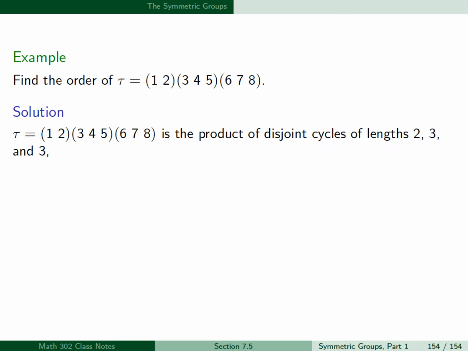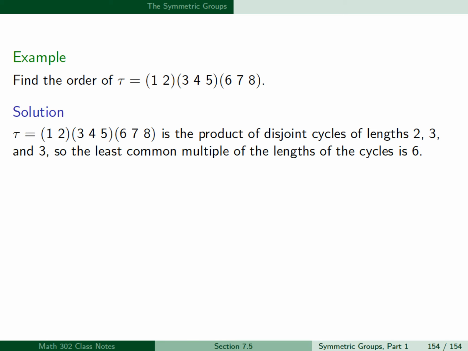For an example of how we can apply this theorem, let's find the order of the permutation tau equals (1 2)(3 4 5)(6 7 8). So tau is the product of disjoint cycles of lengths 2, 3, and 3, so the least common multiple of the lengths of the cycles is 6. Therefore, the order of tau is equal to 6.